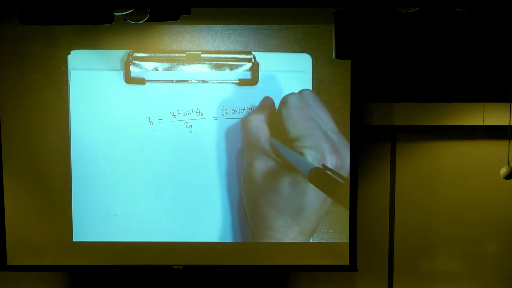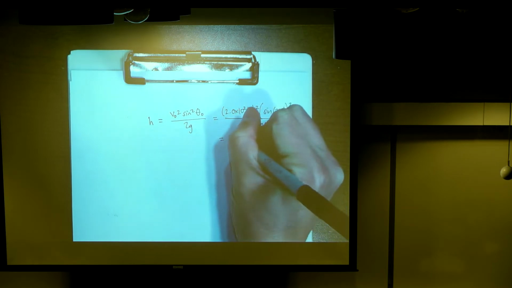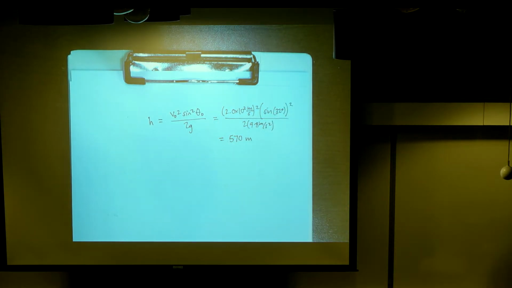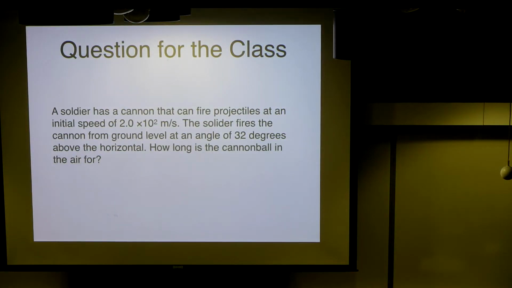And then divide by 2 times 9.8 meters per second squared. If you do that, you should be getting 570 meters is the height we reach, okay? Any questions? Okay, so we derived an equation. That's how it gets applied. Let's do a few more examples like this.